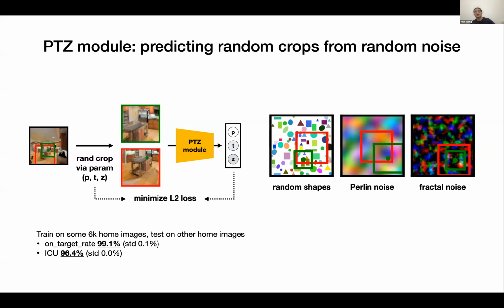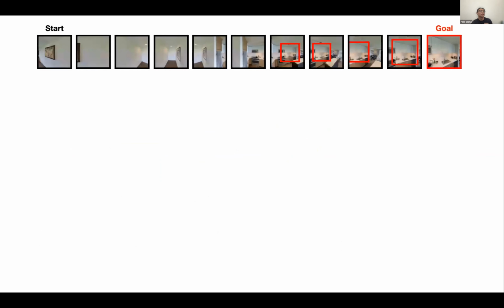So now it prompts us to think, can we actually train on noise images and then achieve similar performance on the natural home images? And the result is very positive. So now what that means is we can train a PTZ module completely without any interaction data. This is good news. And let's see some inference results.